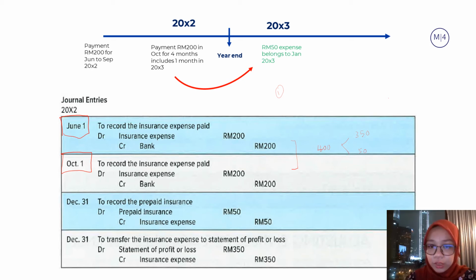And then at the end of the year, December 31st, we have to record the advance payment. That's why we have to debit prepaid insurance.